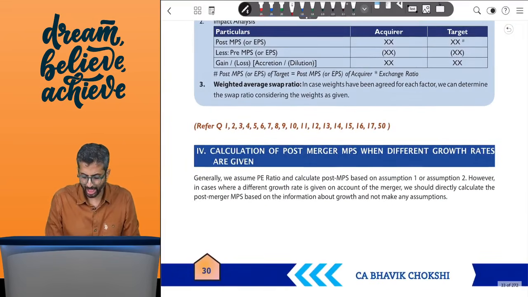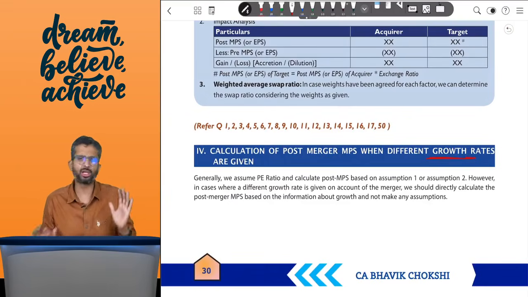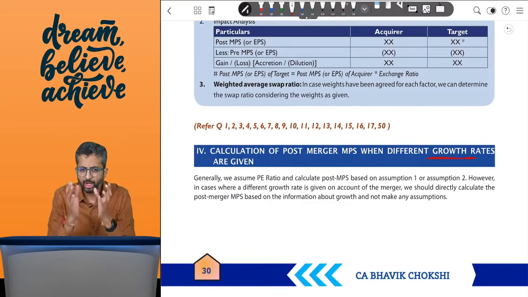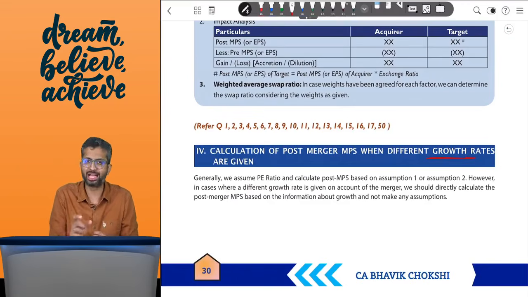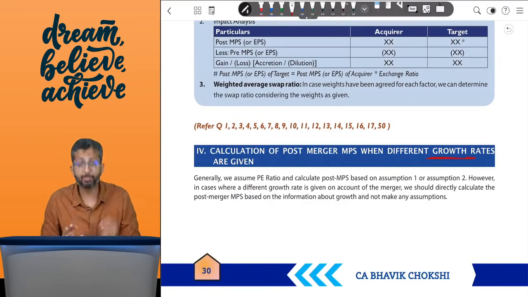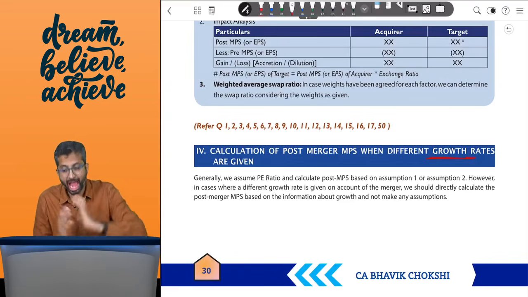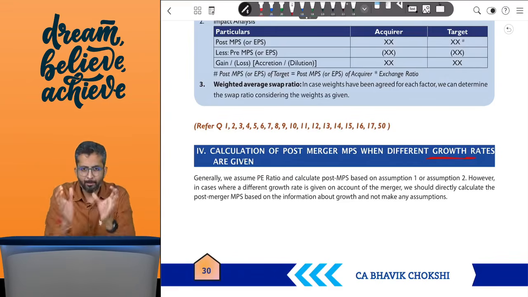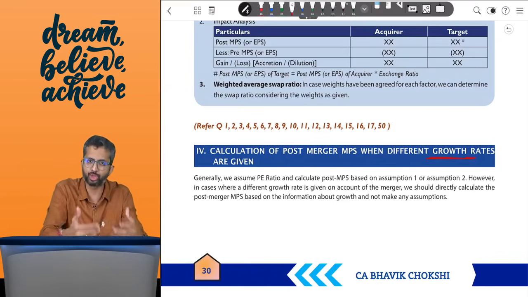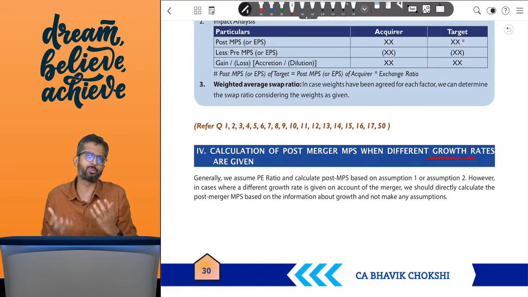Okay, then you calculate the post-merger market price when different growth rates are given. In typical questions where different growth rates are given, you will first try to find the post-merger market price as the post-merger market cap divided by the post-merger number of shares, and the post-merger market cap will be based on the expected value of the acquirer post-merger plus the expected value of the target post-merger.